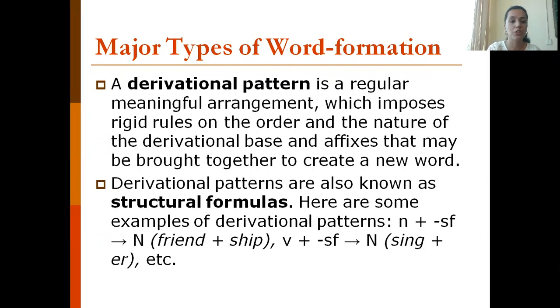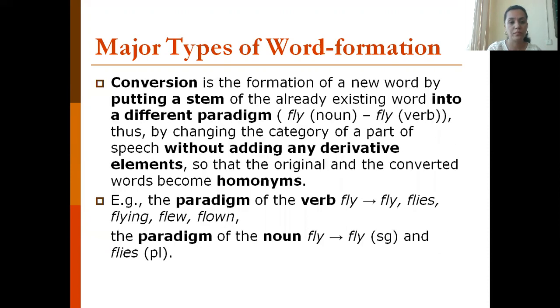So what is derivational pattern? Derivational pattern is a regular meaningful arrangement which imposes rigid rules on the order and the nature of the derivational base and affixes that may be brought together to create a new word. Derivational patterns are also known as structural formulas. For example, friend, friendship.